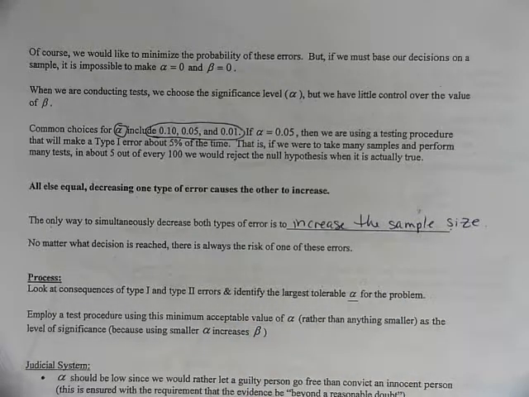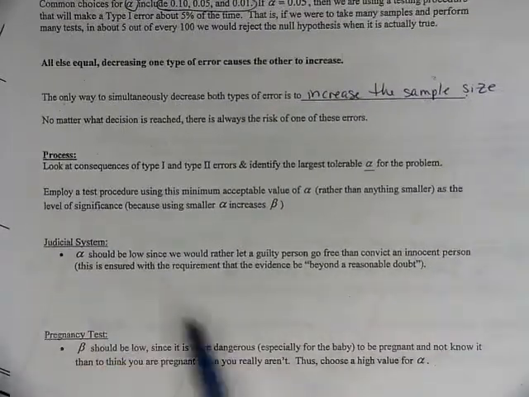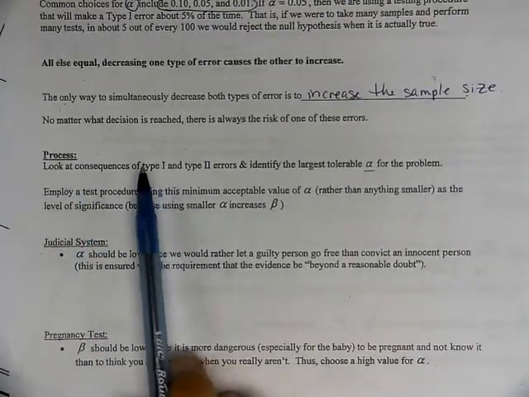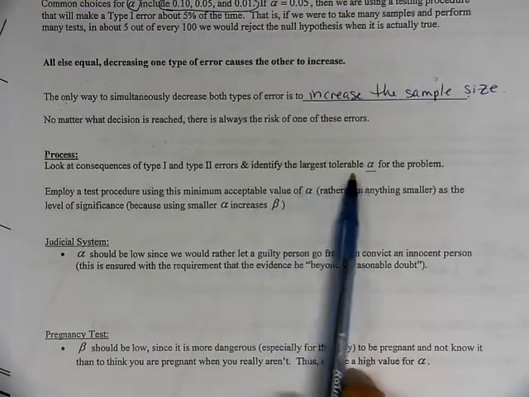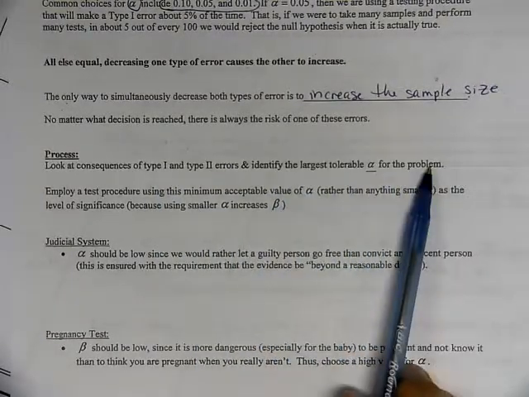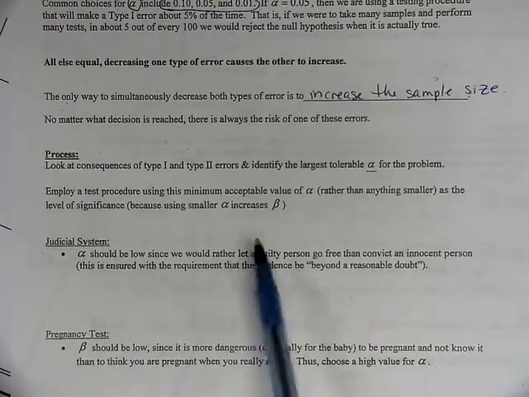So how do you figure out which alpha to pick? A lot of times the problem will give you an alpha, but I can always ask you to pick one. So here's what you do to pick an alpha. You look at the consequences of the type 1 error and the type 2 error. Then you identify the largest tolerable alpha for the problem. Employ a test procedure using the minimum acceptable value of alpha as the level of significance.